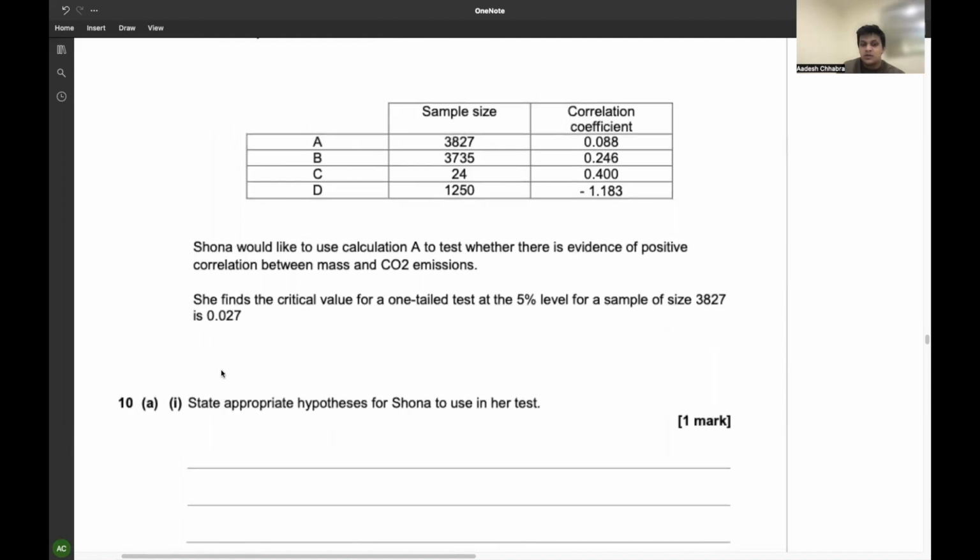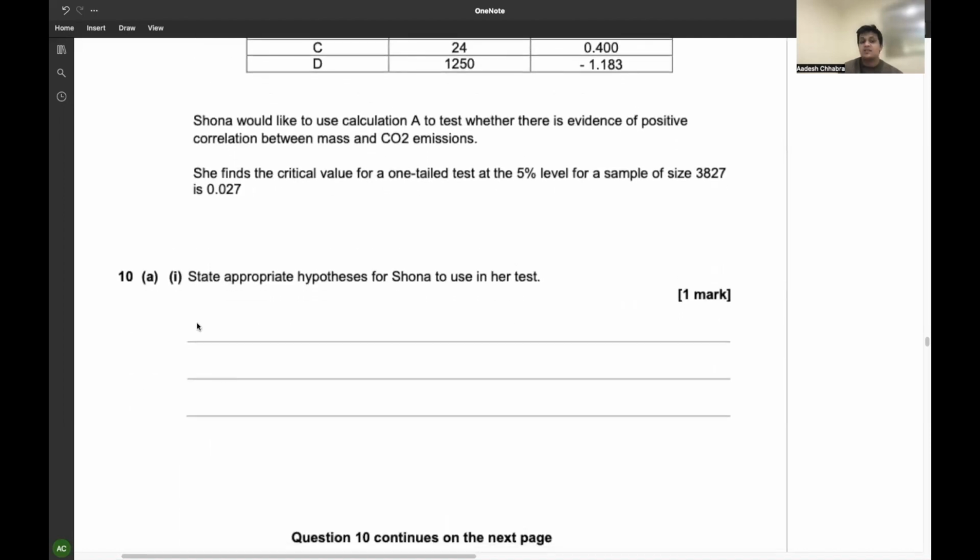So in 10A, first part, we've been asked to state an appropriate hypothesis for Shona to use in a test. Well, she wants to test whether there's evidence of a positive correlation. So a suitable initial hypothesis is that H0 is that there is actually no correlation. And then the second hypothesis, H1, could be that there is, of course, a positive correlation. So rho would be greater than 0. And she would then have to go and disprove H0 to give some sort of significance to her second hypothesis.